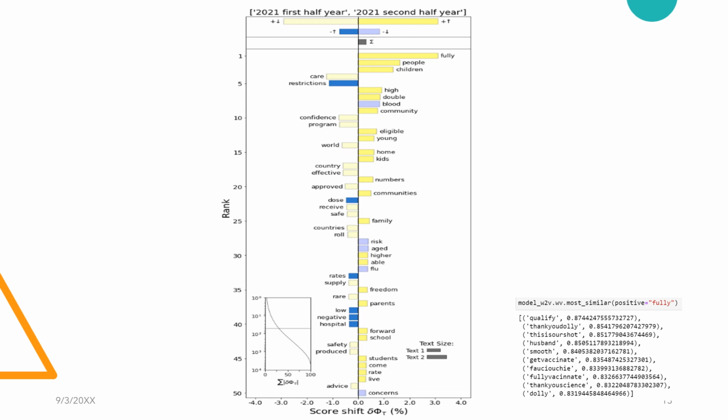On the right-hand side is the second half of 2021. It shows that the words fully and people improve the sentiment score the most, and the words blood and risk have some negative impact on the sentiment score. From this graph, we could conclude that the low sentiment score in the first half of the year is mainly due to the COVID-19 restrictions, and the second half's sentiment uptrend is somehow related to fully vaccinated or fully qualified, according to the Tweeter dataset vocabulary.